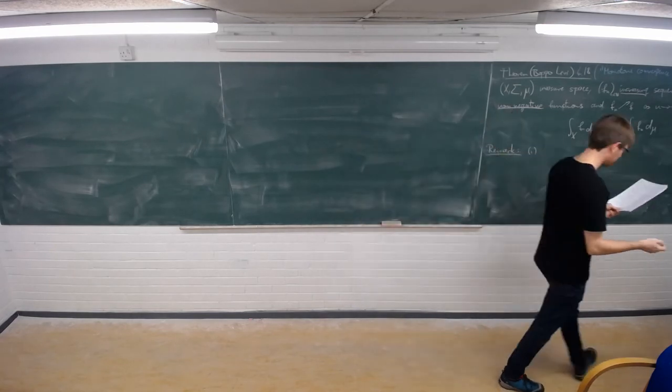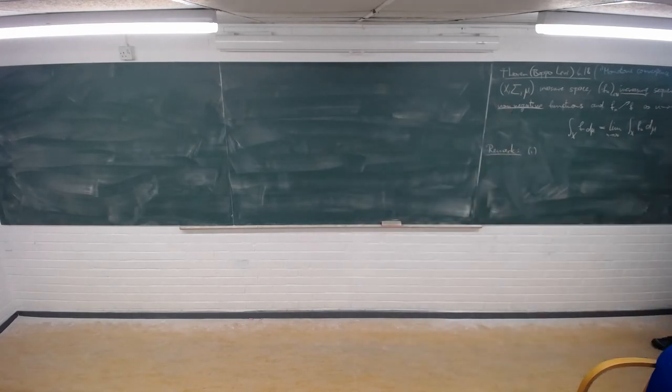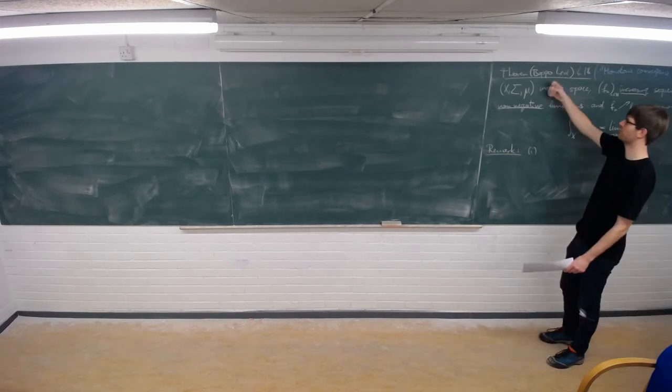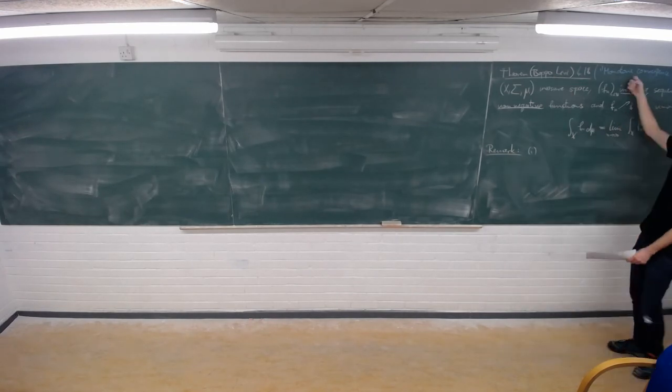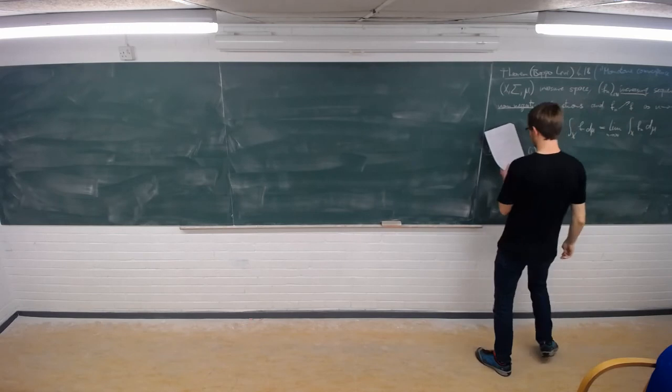Okay, let's continue. So, before we start the proof, we have one short remark, and I just wanted to tell you this theorem is also called the monotone convergence theorem. That's what people usually call it. So if in any book you see monotone convergence theorem, they mean this theorem. Some people call it Beppo Levi's theorem, but it's more common to call it monotone convergence theorem.